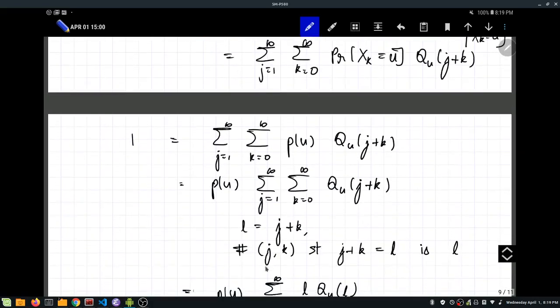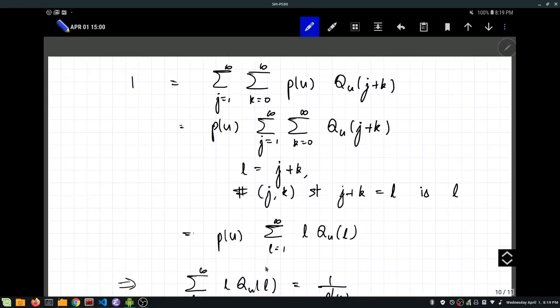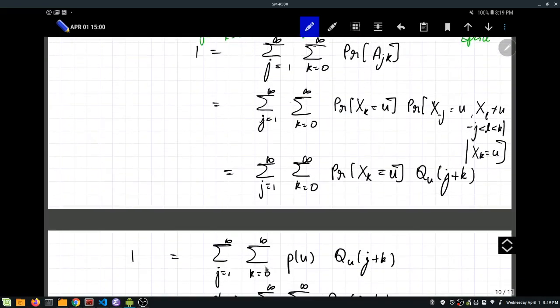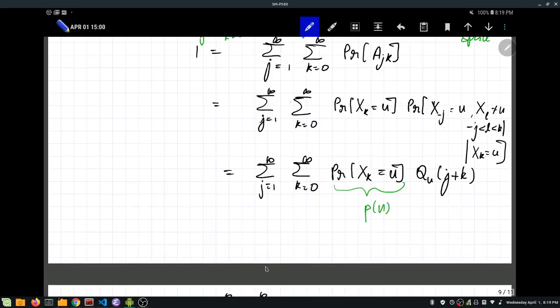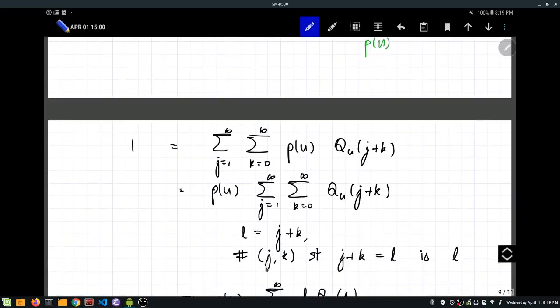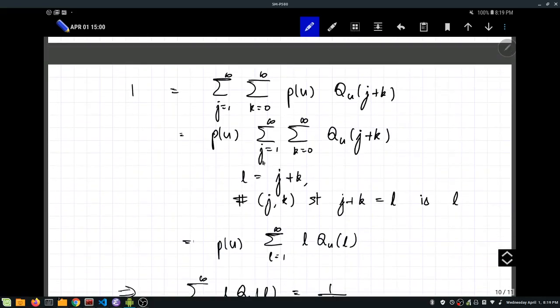Okay, so we basically have the probability that X_k equal to u times q_u of j plus k. But since the process is stationary, this is equal to p of u. So I can write this as p of u times q_u of j plus k, and I can take the p of u outside here. So this is the sum over all j equal to 1 to infinity, sum over all k equal to 0 to infinity of q_u of j plus k.